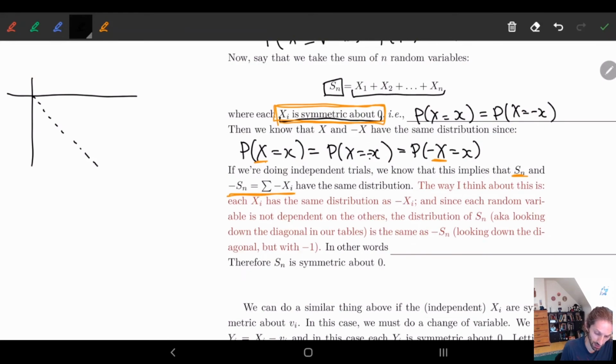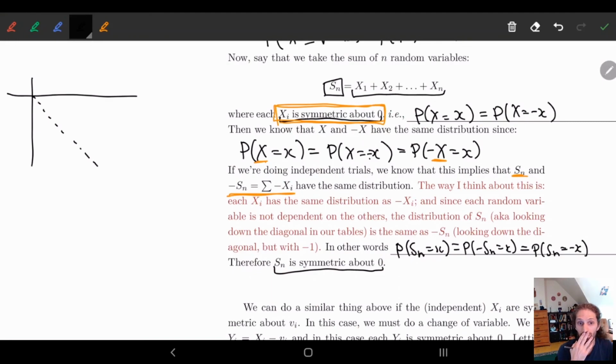But basically what we're saying here is that since they have the same distribution, P of Sn equals x is equal to P of minus Sn equals x. Again, I can move this minus sign over, and I get that the sum is equal to the minus version as well. Which is kind of bizarre. But what this is saying is that Sn itself is symmetric about 0. The sum is symmetric about 0 as well. So it's a symmetric distribution if all of the parts are symmetric as well.